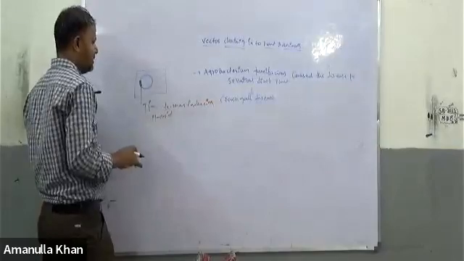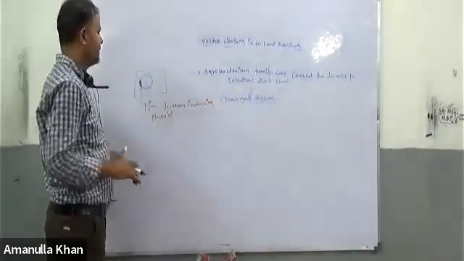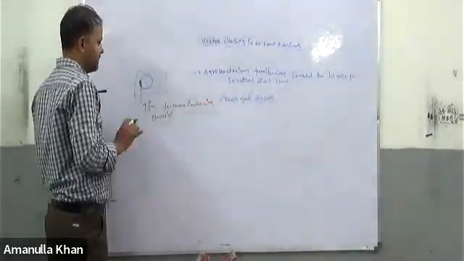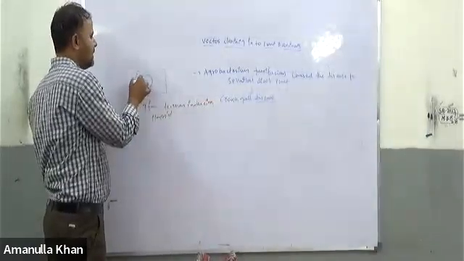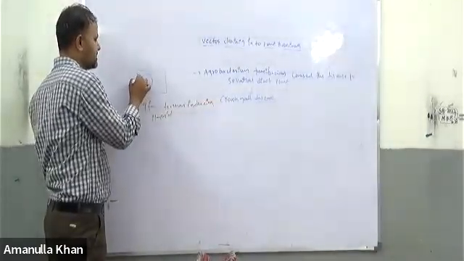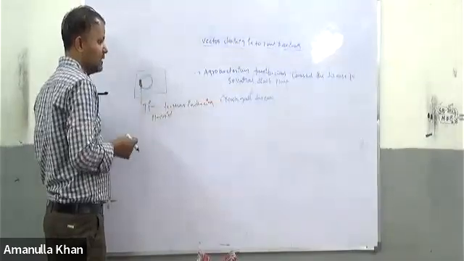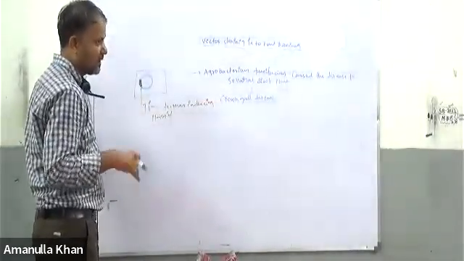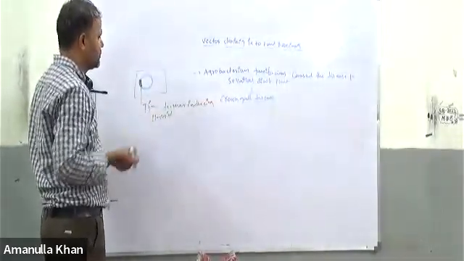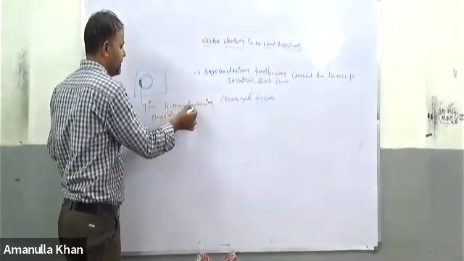Okay. Mainly in the Agrobacterium there is a plasmid, generally called the Ti plasmid. In the plasmid one specific gene is there. That gene causes the inducing of the tumor. That's why it is called the tumor inducing plasmid.